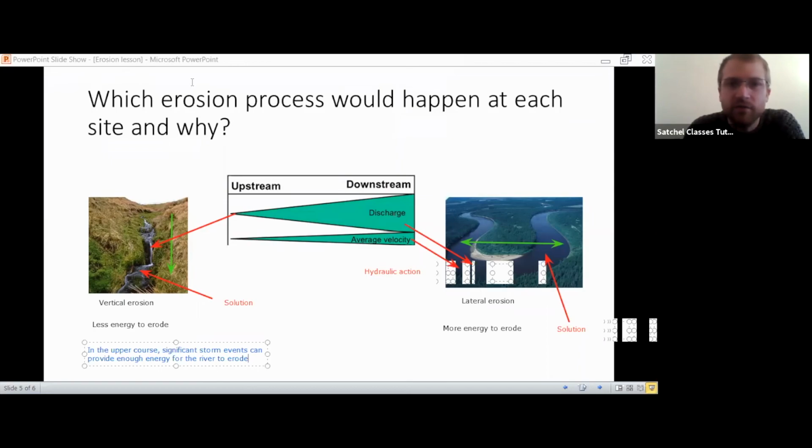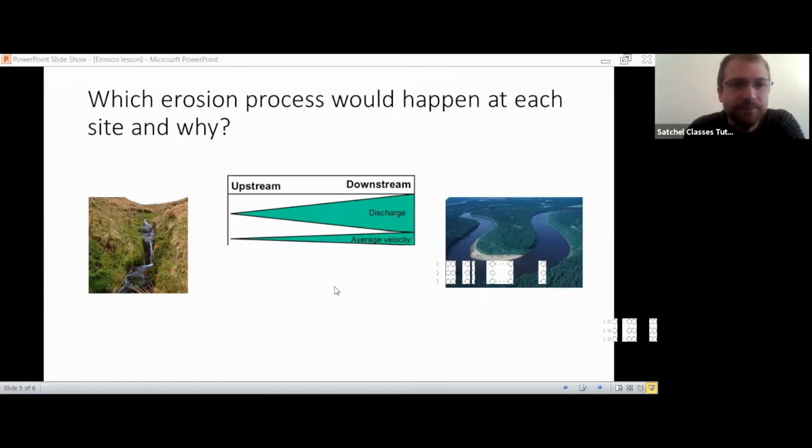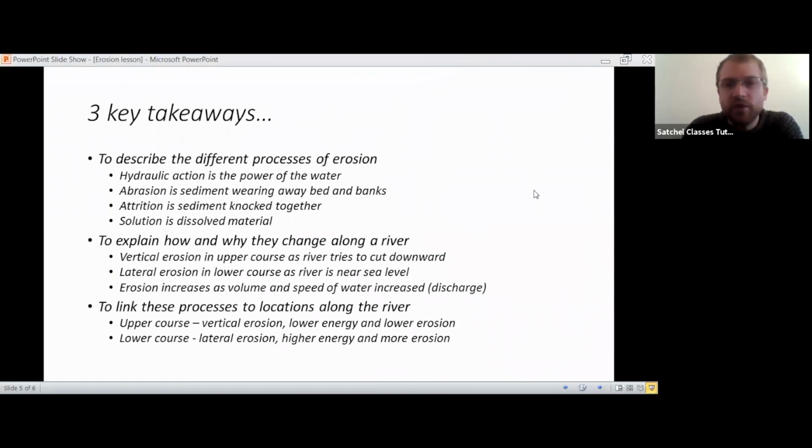Okay, so we'll do a quick summary, so you can just get a summary and double check everything that we've done. In terms of our 3 key takeaways, we have identified the 4 key types of erosion. Hydraulic action is the power of the water. Abrasion is the sediment wearing away the bed and banks of the river. Attrition is the sediment being knocked together. And solution is the dissolved material, so water dissolving material.